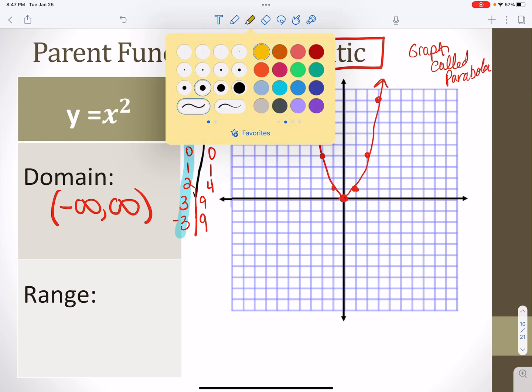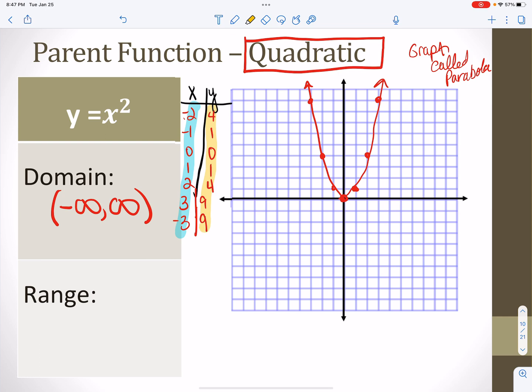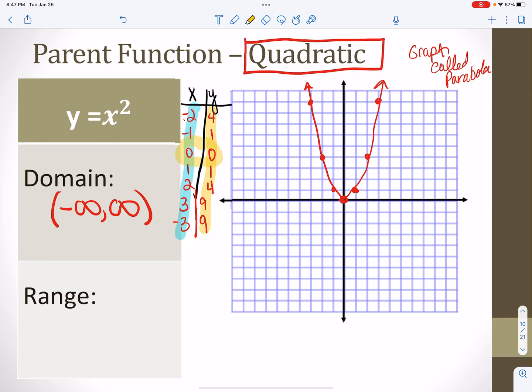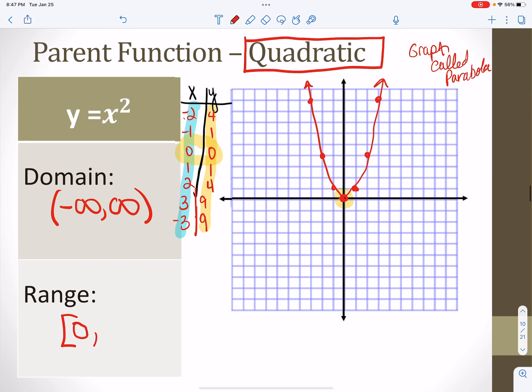But on this next part, if you look at your y's, the smallest y is right here at 0, 0. So my range is my y values. It's never going to go negative, because when you square a negative number, it becomes positive. So your range is going to be 0, and it's a bracket because when you square 0, you get 0 for an answer. It's 0 to infinity with the parentheses.